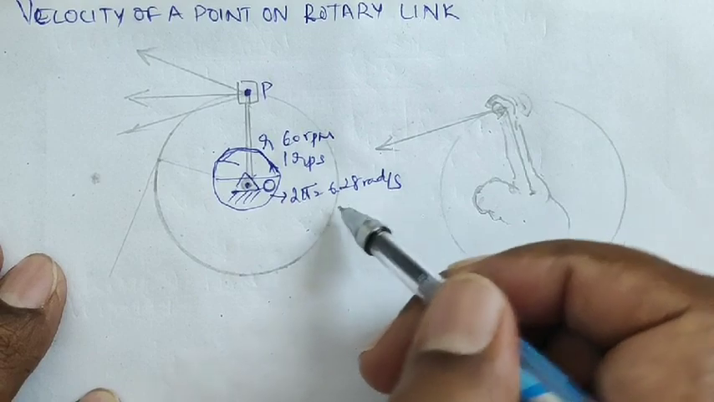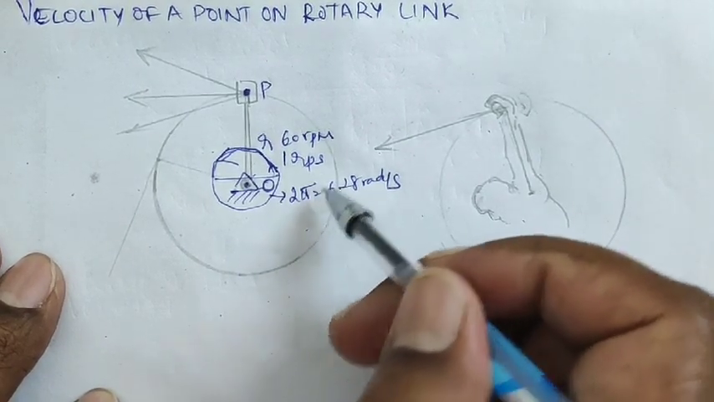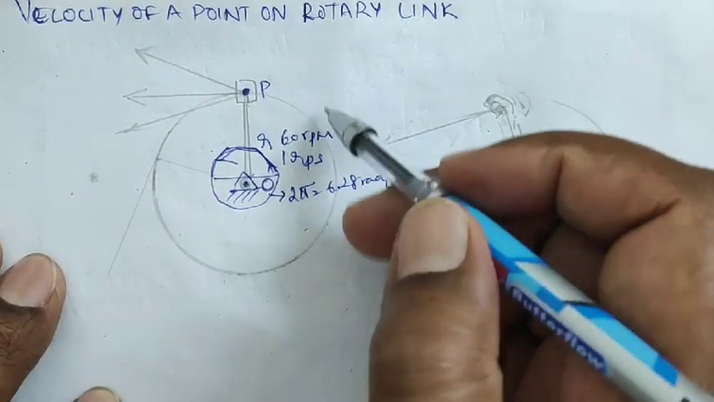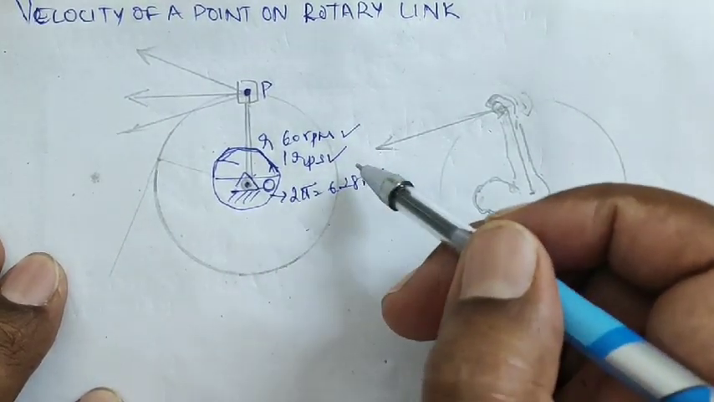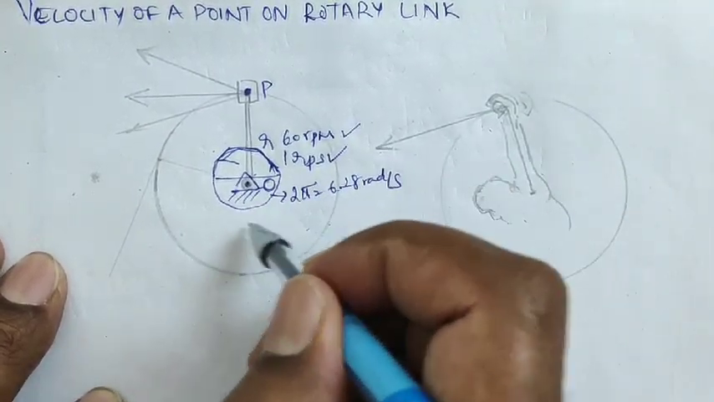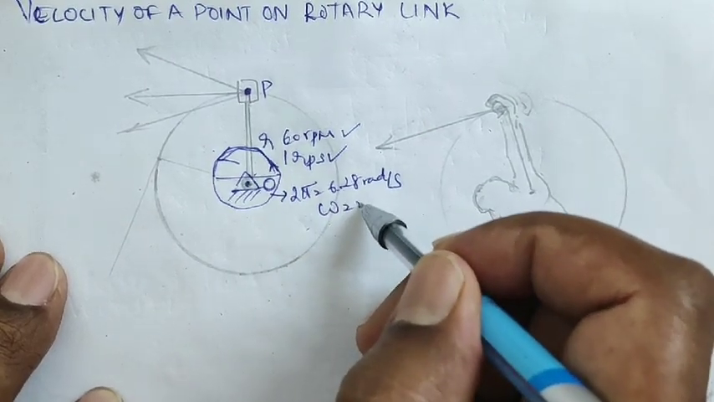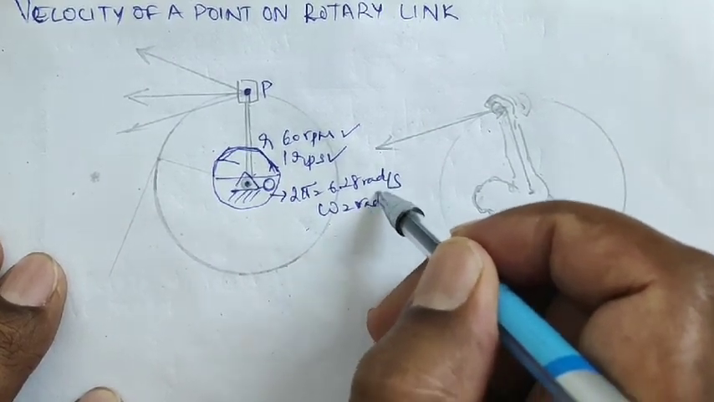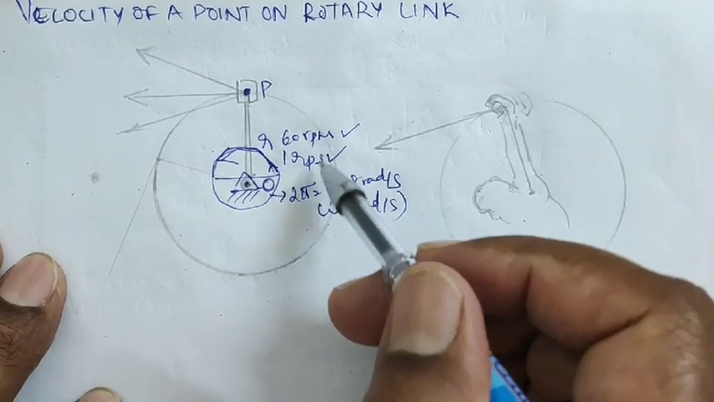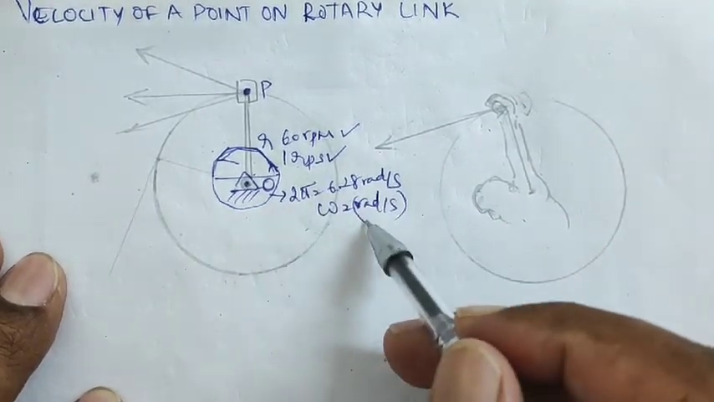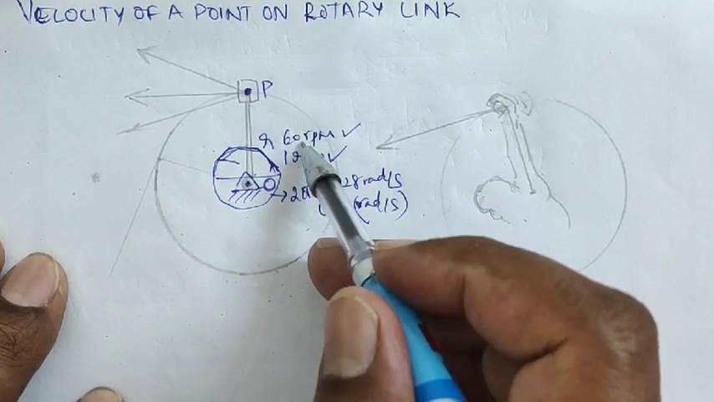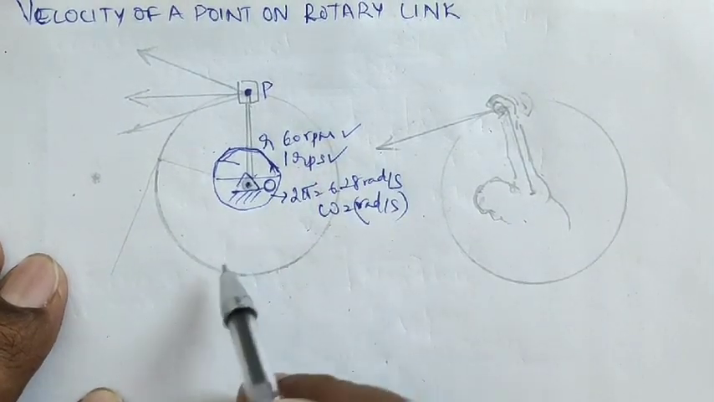So 1 RPS has to be multiplied by 2 pi to get this. In the examination, maybe the RPS is given or RPM is given, and then you need to convert this into angular velocity omega, and this omega has to be in terms of radians per second. So how do you do it? You multiply the RPS by 2 pi to get radians per second. If it is given in RPM, multiply by 2 pi and again divide by 60.